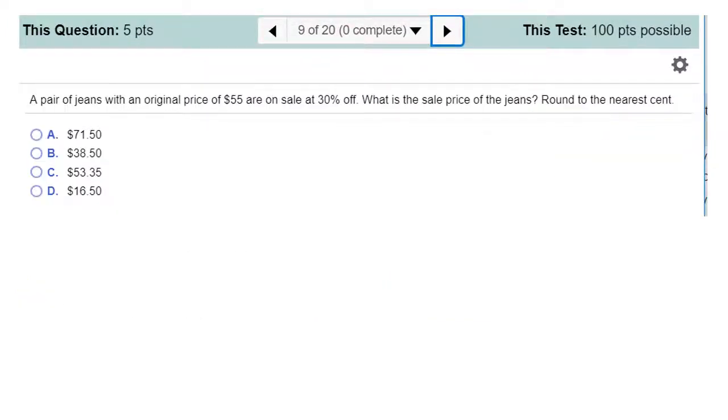On question 9, we're going to town and we have a pair of jeans that would be on sale. The original price is $55 and they are 30% off. So we want to know what's the sales price. To get the discount, we can take 30% and multiply by the original price. The percentage times the original price will always give us the amount that was discounted. So the discount is $16.50.